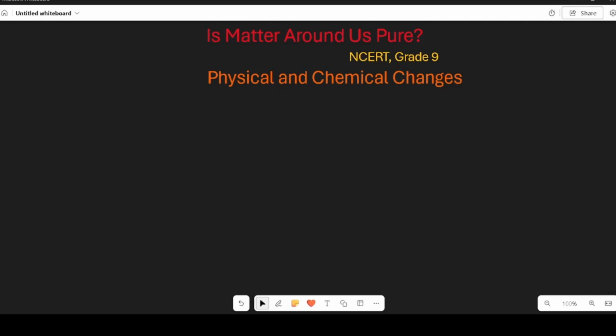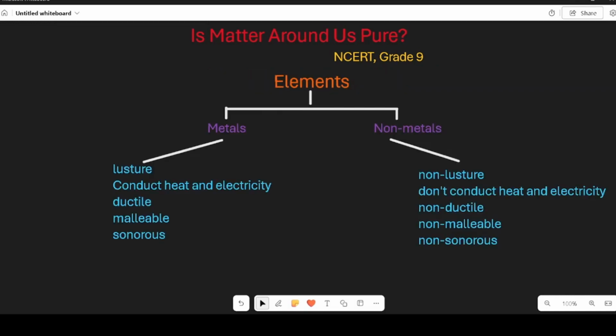Now let's talk about types of pure substances. There are two types of pure substances, which are elements and compounds. Let's talk about elements first. Elements can be classified into metals and non-metals. Robert Boyle was the first scientist to use the term element, in 1661. Antoine Laurent Lavoisier, a French chemist, was the first to establish an experimentally useful definition of an element. He defined an element as a basic form of matter that cannot be broken down into simpler substances by chemical reactions.